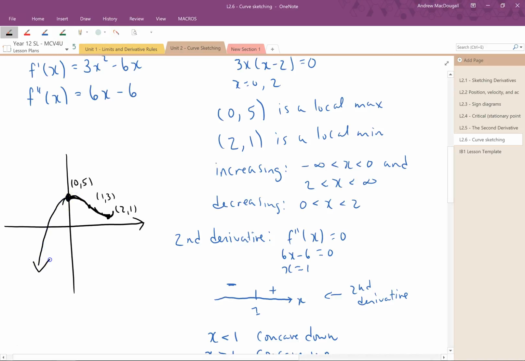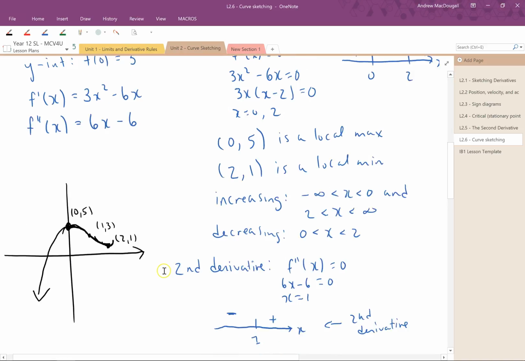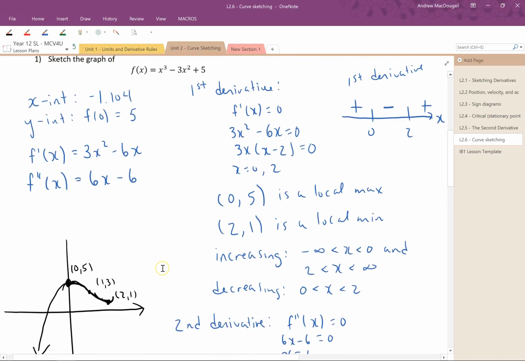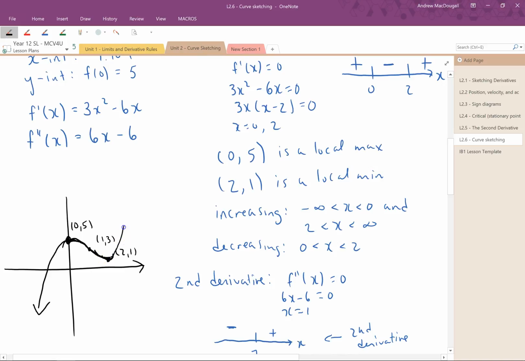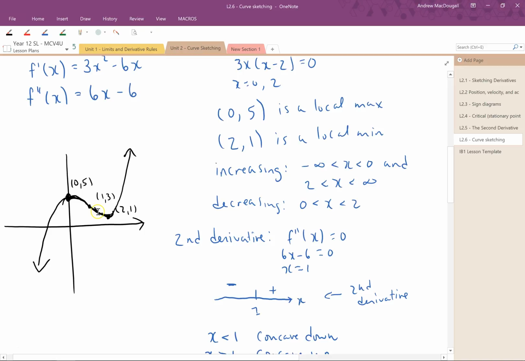Something like this. And then to the right of 1, it's opening up, and it increases everywhere to the right of 2 from our first derivative. So this is what our function will look like. This is a pretty typical cubic looking function. We kind of expected this result. But it's very nice that we can say exactly where it changes concavity, where it's increasing, where it's decreasing. We found the maxes and mins.